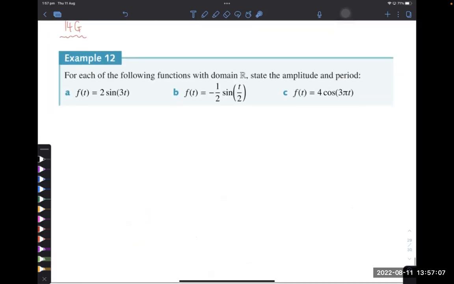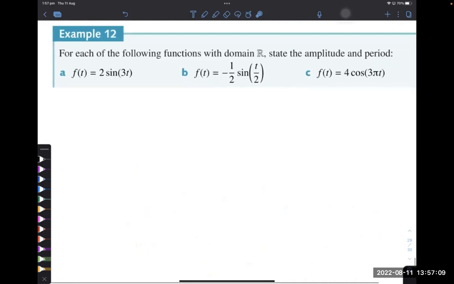So if we have a look at each of these here, we just simply need to state the amplitude and the period. Simple, straightforward. So the amplitude here is 2. It's just that A value. The period here, however, is 2 pi over n. What's our n value here? 3. So our period is 2 pi over 3.